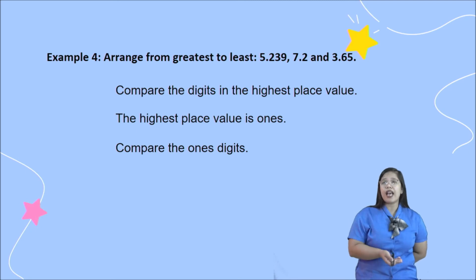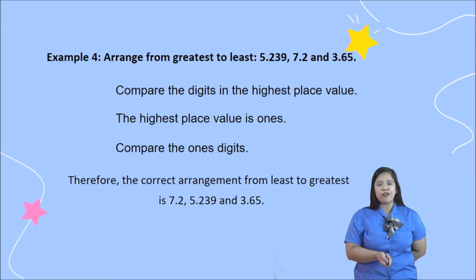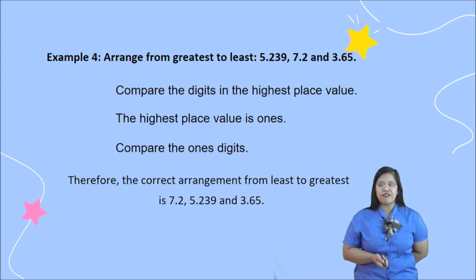We have 5, 7, and 3. So, we will arrange them greatest to least. The first one will be 7 and 2 tenths. Next is 5 and 239 thousandths, and 3 and 65 thousandths.